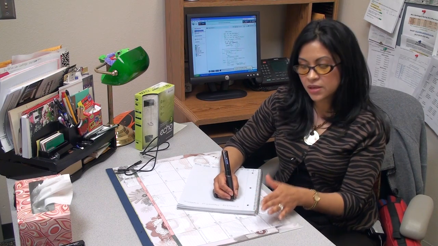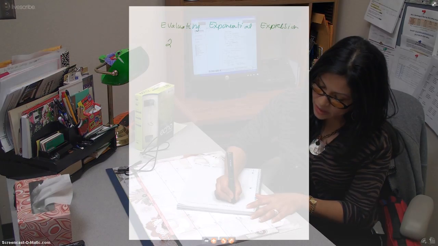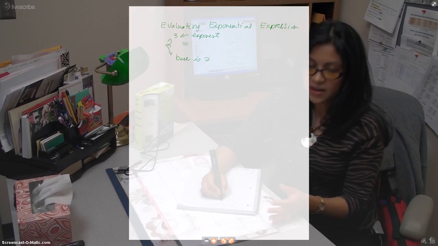So we're going to walk through a series of examples, first with numbers, and then we're going to work with variables. In the first example that we're going to look at, 2 to the third power, we identify the base as 2, and the exponent is 3. Another name for exponent that you might be familiar with is called a power.